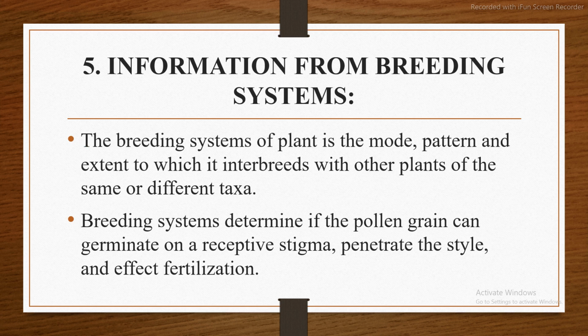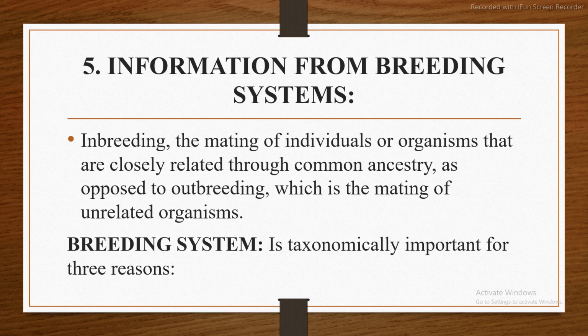Fifth is information from the breeding systems. The breeding system of the plant is the mode, pattern and extent to which it interbreeds with other plants of the same or different taxa. Breeding system determines if the pollen grain can germinate on a receptive stigma, penetrate the style and effect the fertilization. Inbreeding is the mating of individuals or organisms that are closely related through common ancestry, as opposed to outbreeding, which is the mating of unrelated organisms.